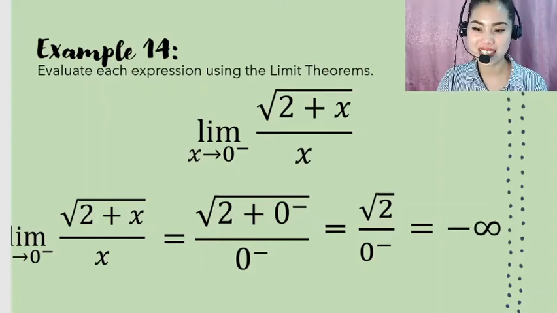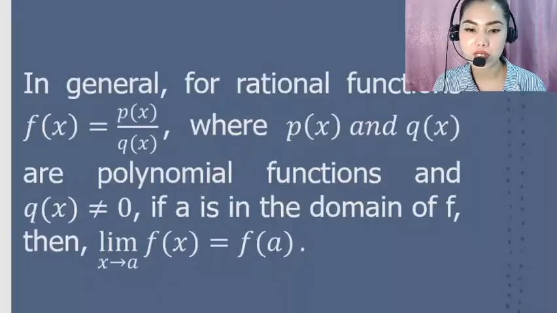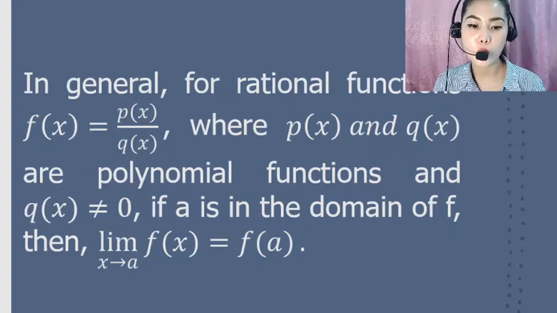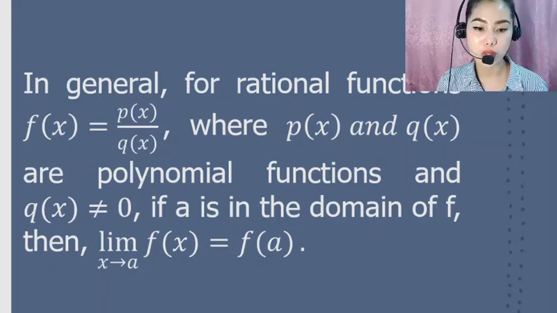And that means it falls on the second case, wherein your answer would then have been negative infinity. Okay? Now, in general, for rational functions, f of x equals p of x all over q of x, where p of x and q of x are polynomial functions, and q of x is not equal to 0.